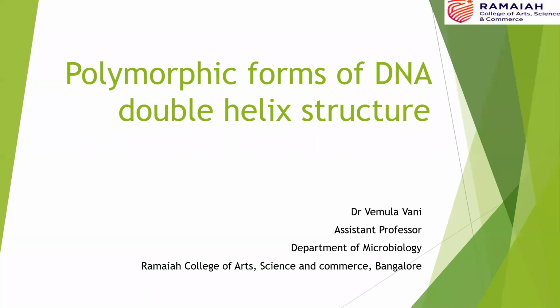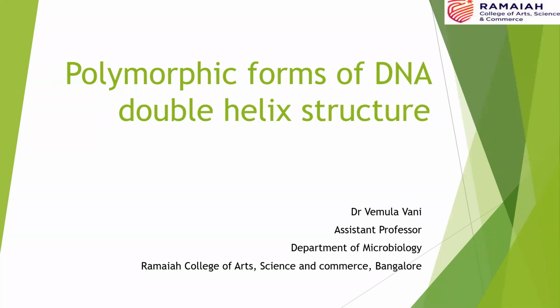Similarly, in addition to this most stable B form, there are also other polymorphic forms of DNA double helix that have been identified and studied. So in this class, we need to discuss the other alternative polymorphic forms of DNA, and study their properties and differences with respect to the B form of DNA, in case of the other forms like A form and Z form of DNA.